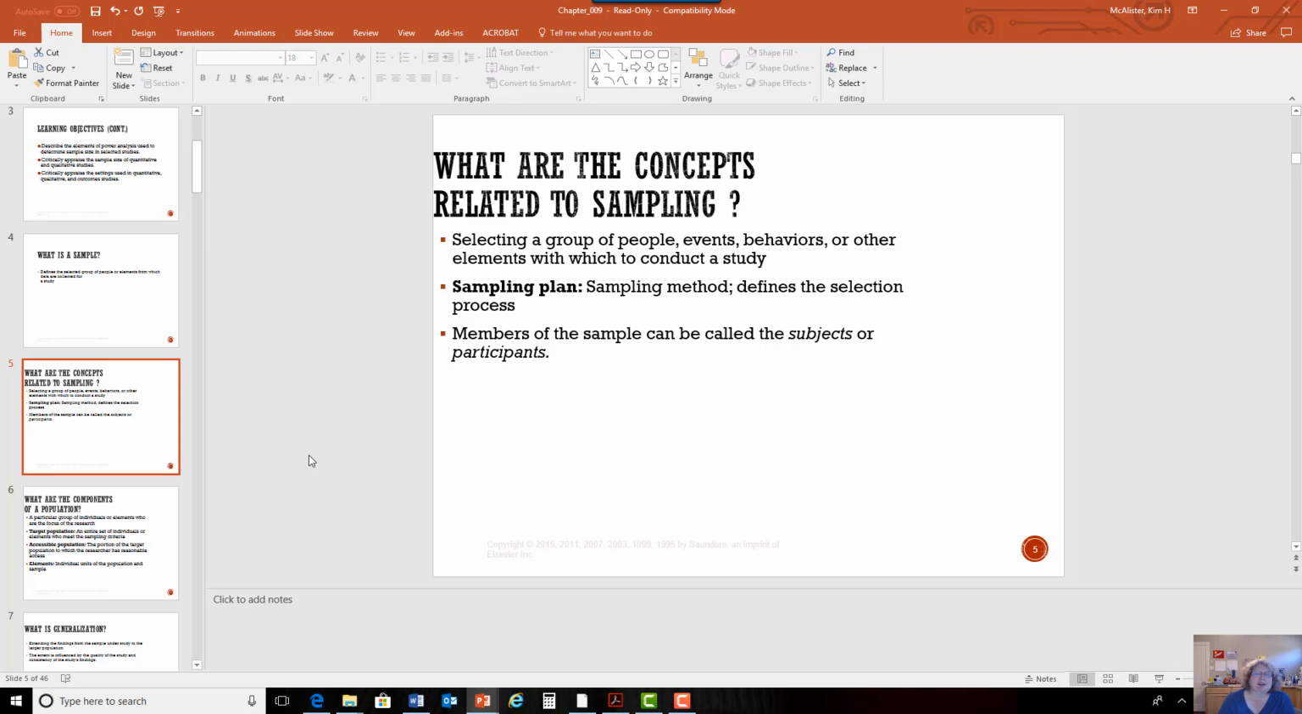First of all, you need to be able to select the group of people or the behaviors or whatever that you're looking at. A sampling plan is the way that you're going to do that. So before you begin your study, you have to decide, how am I going to get this information? And so the people that are part of your study, they can be called members or they could be called participants.